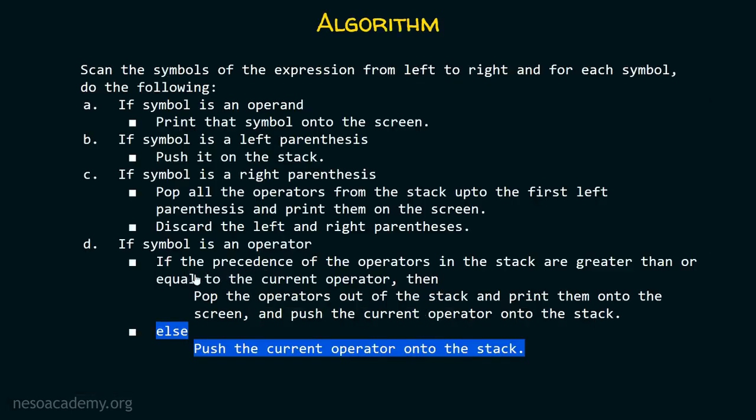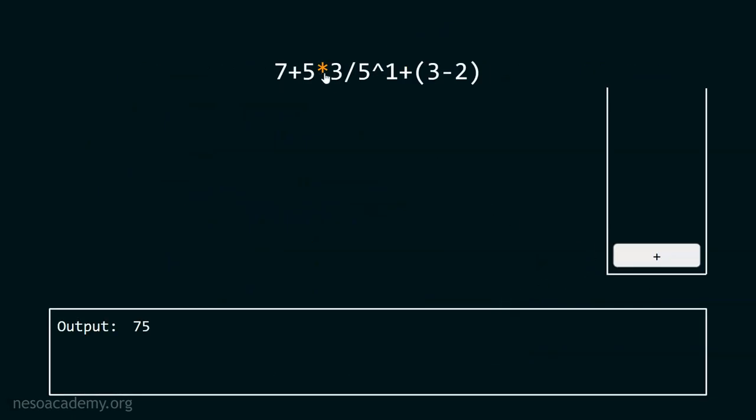There's no problem in that because this condition is not satisfied. According to the condition, we are checking if the precedence of the operators in the stack is greater than or equal to the current operator. But this is not the case. The operator in the stack, which is plus, has less precedence than the current operator, which is star, the multiplication operator, right? Therefore, this condition is not satisfied. Hence, we will land at the else part, and according to this else part, we'll push the current operator onto the stack. Simple. So let's push this operator onto the stack. That's it. This is the requirement.